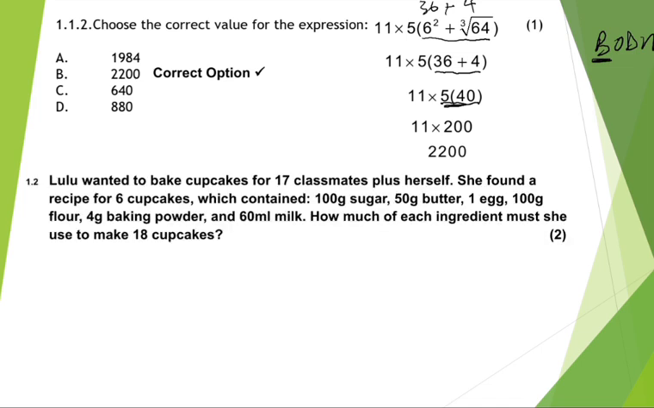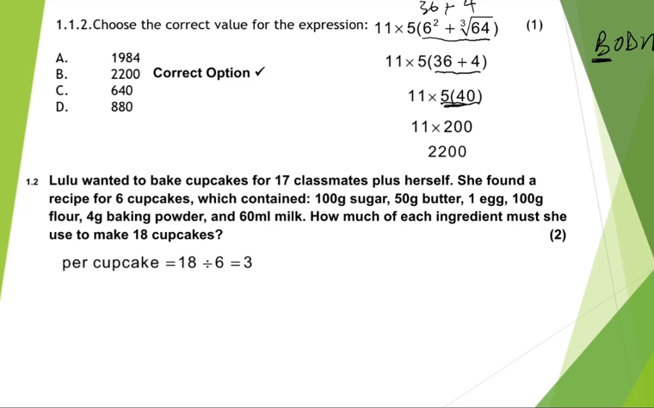Then move on. Lulu wanted to bake cupcakes for 17 classmates plus herself, which means there are 18 people. She found a recipe for 6 cups, which contains 100 grams sugar, 500 grams butter, 1 egg, 100 grams flour, 4 grams baking powder, and 60 milliliters milk. How much of each ingredient must she use to make 18 cupcakes?